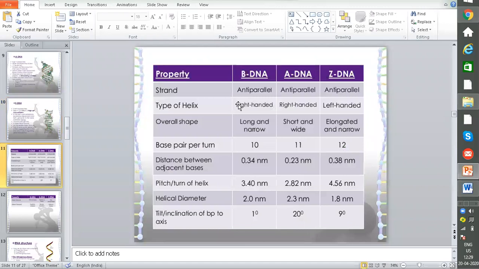So these are the differences between bDNA, aDNA, and zDNA. The important differences: B has 10 base pairs, A has 11, and Z has 12. And these are the diameters. A 2 nanometer diameter is present for bDNA. aDNA is a little wider, 2.3 nanometers, and zDNA is 1.8 nanometers.